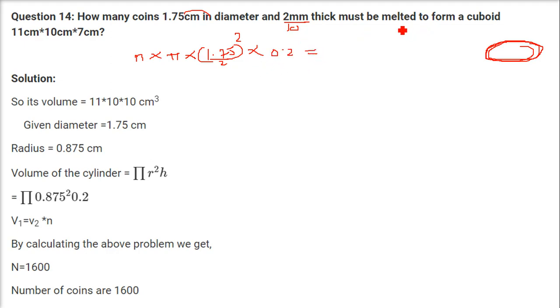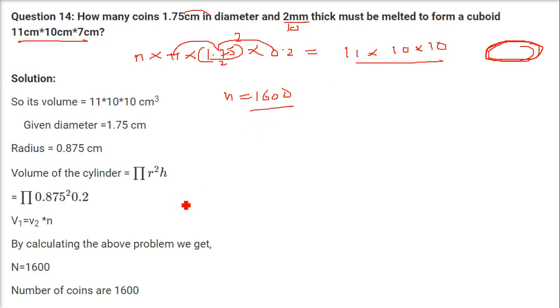This will be equal to the volume of the cuboid, which is already given: 11 into 10 into 10. So with everything here, n will come as 1600, because pi is known and all the other values are known. 1600 coins are required.